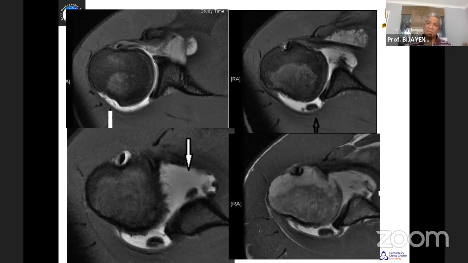ISIS score. It's the International Shoulder Instability Score. Please read up on this. It's out of 10. And if it scores more than 6, then there is a high risk of recurrent dislocation.